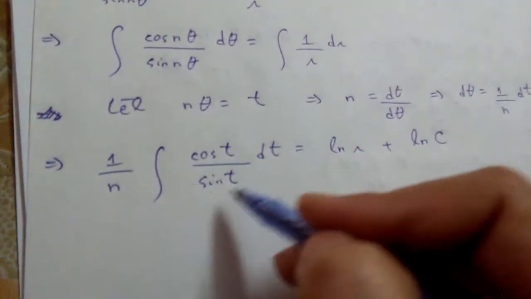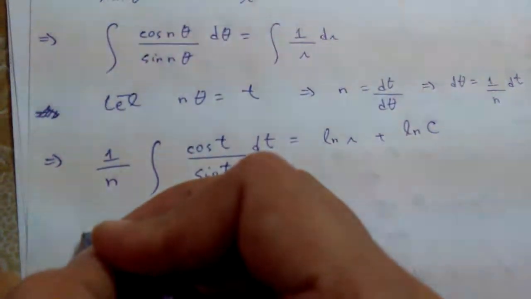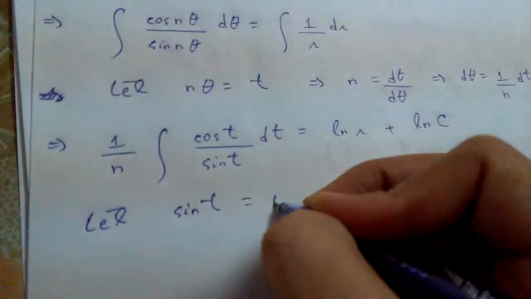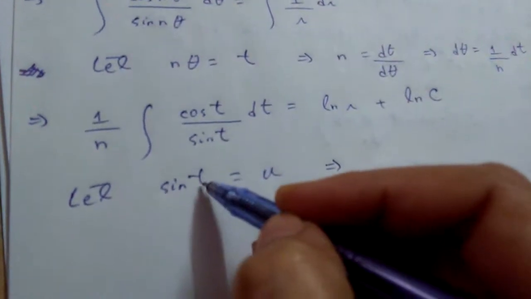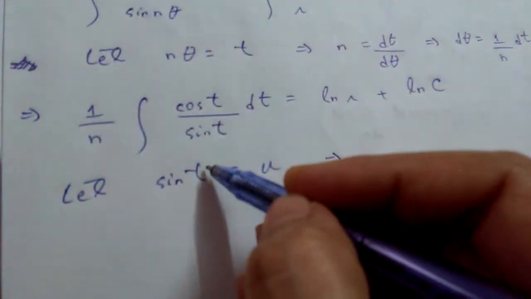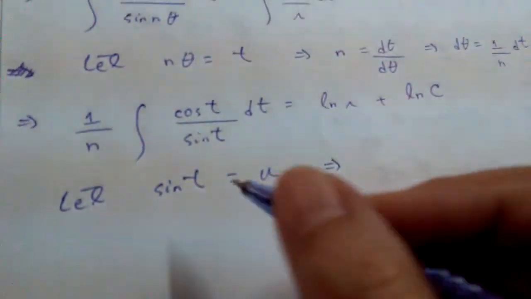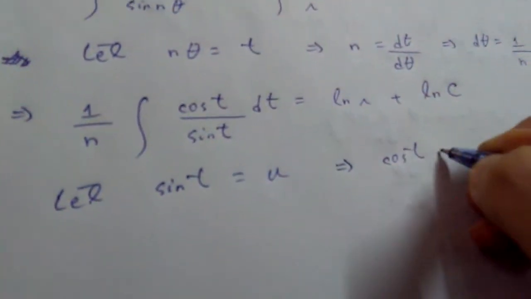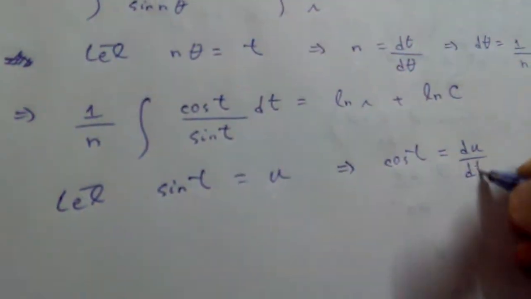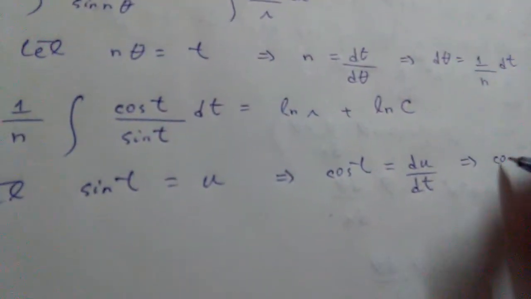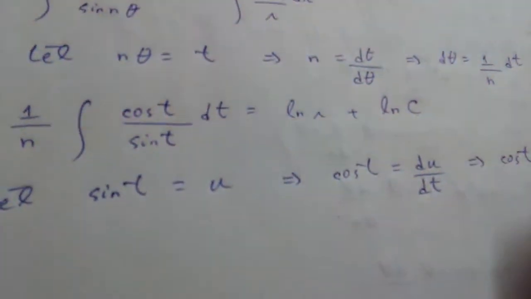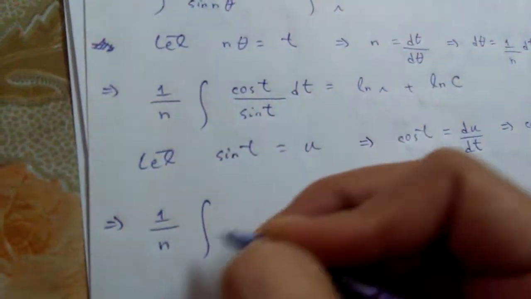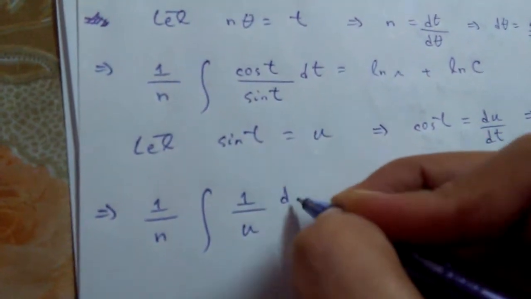Okay, now again I'm going to apply a substitution process. So here I just say that let sine t equal u, then differentiating both sides with respect to the former variable, which is t. So once I differentiate both sides with respect to t, it's going to give me cosine of t equals du by dt. So this thing tells me that cosine of t dt is equal to du. Alright, so that's how the thing happens.